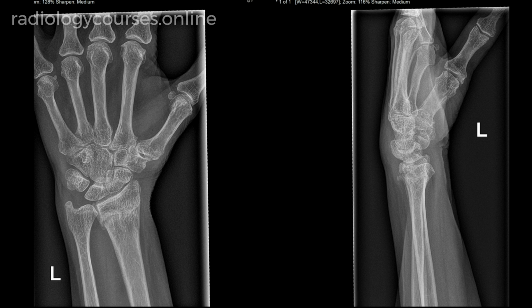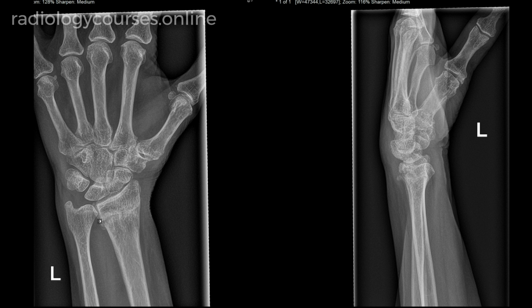So first, let's describe the radiographic findings. AP and lateral views, and there is no previous imaging for comparison. So I would describe the abnormality as follows. There is a transverse fracture through the distal end of the shaft of the radius, not involving the articular surface.